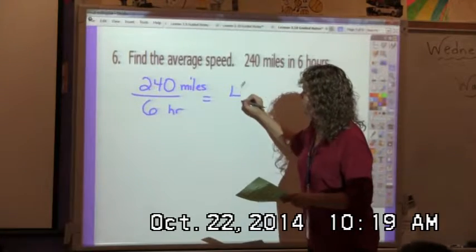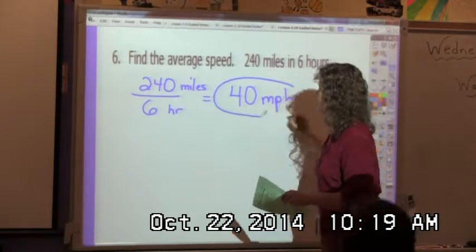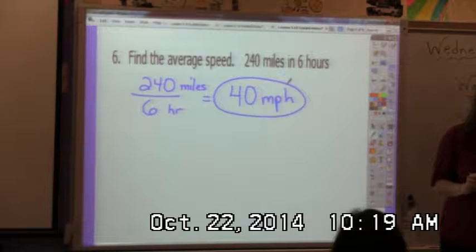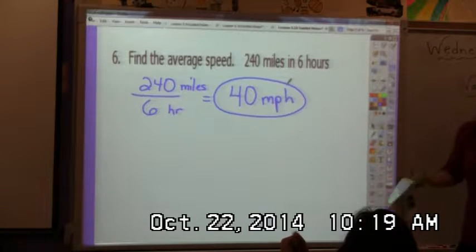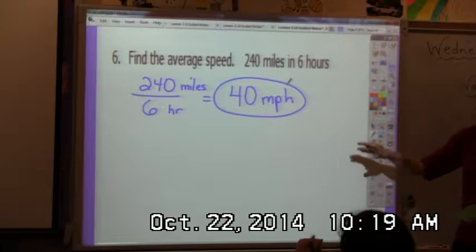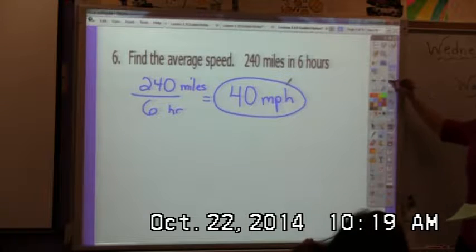40 mph. Excellent. Now he said MPH. That's the standard abbreviation for what? Excellent. Miles per hour. So I'll accept that abbreviation. But you could also write it out as miles per hour. All right, number 7. We're going to calculate unit rate for 2 different options.